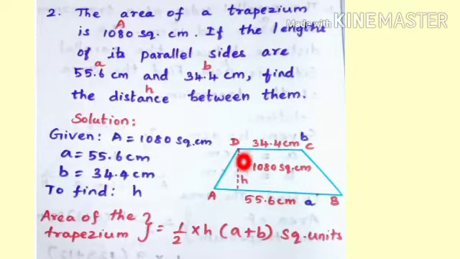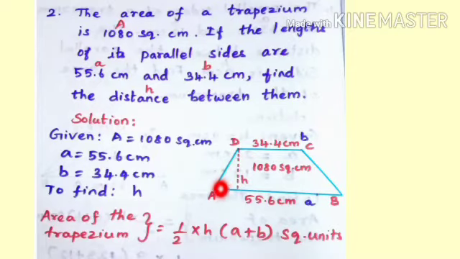So here AB and DC are the parallel sides. The values of parallel sides a and b are given, which are 55.6 centimeter and 34.4 centimeter. Now the remaining thing is the distance between them. So that is the h value. The height of the trapezium is what we need to find.